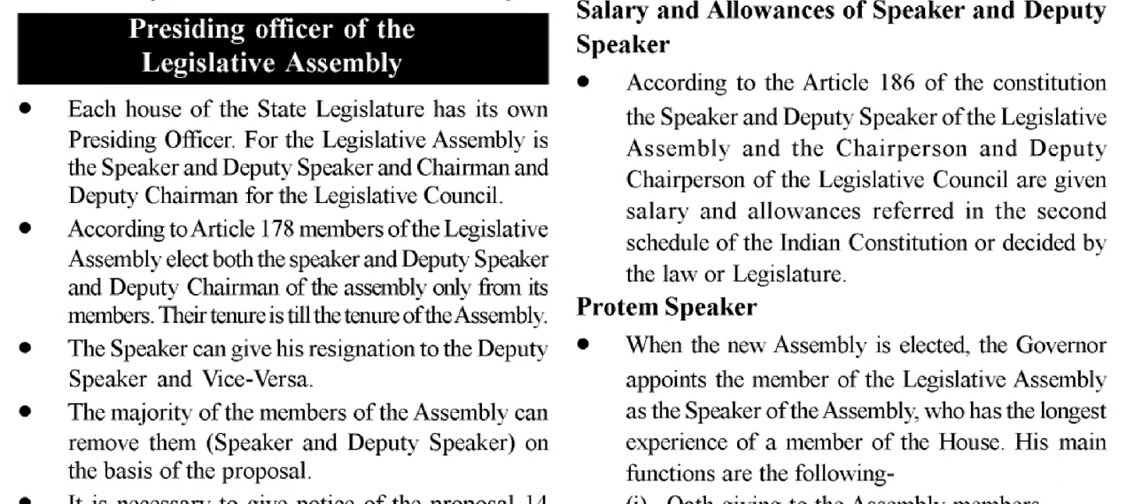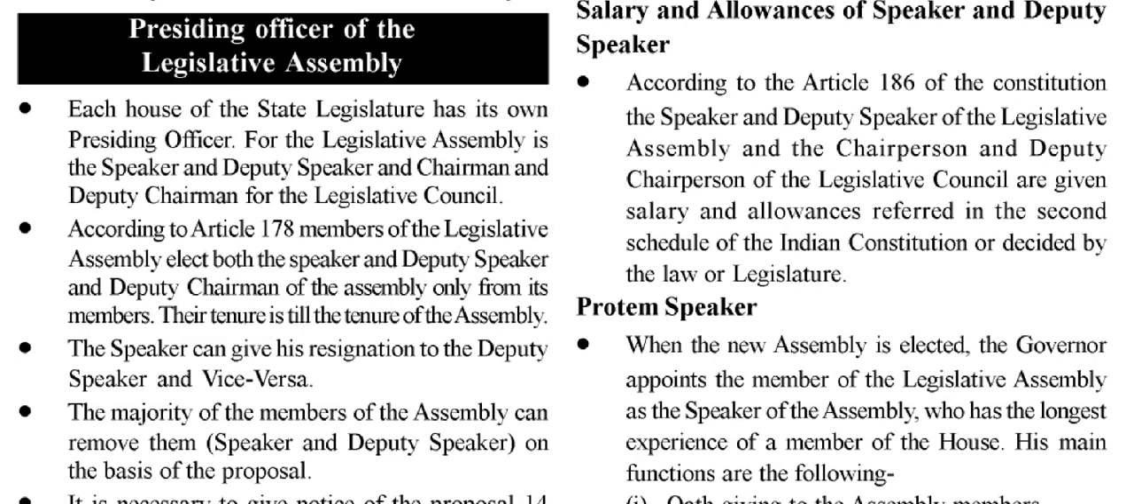Presiding officer of the legislative assembly. Each house of the state legislature has its own presiding officer. For the legislative assembly it is the speaker and the deputy speaker, and the chairman and deputy chairman for the legislative council. According to Article 178, members of the Legislative Assembly elect both the Speaker and Deputy Speaker of the Assembly only from its members. Their tenure is till the tenure of the Assembly.